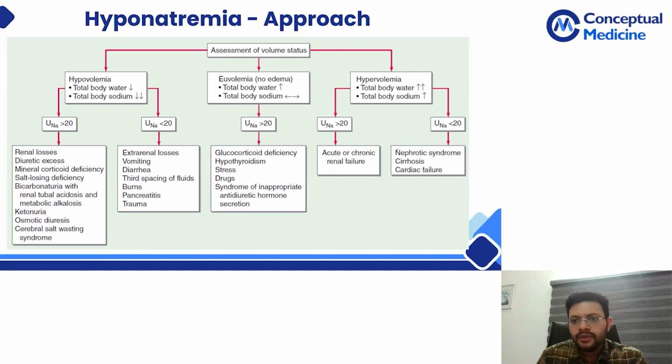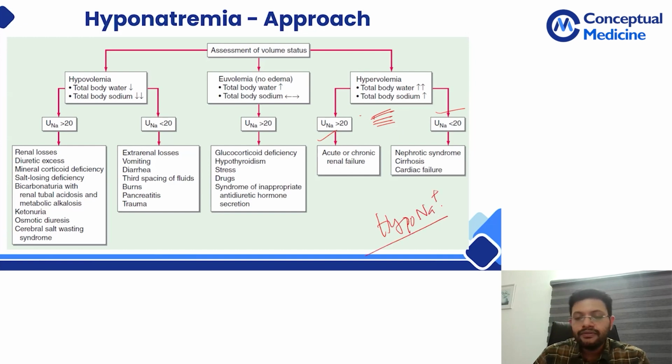Why? Because when you talk about hypervolemia, let me take a minute and talk about it here. You know the causes. Whenever there is renal loss of sodium, then probably it is an acute or a chronic renal failure itself. And if the kidneys are okay, then they are supposed to conserve the sodium because there is hyponatremia, right?